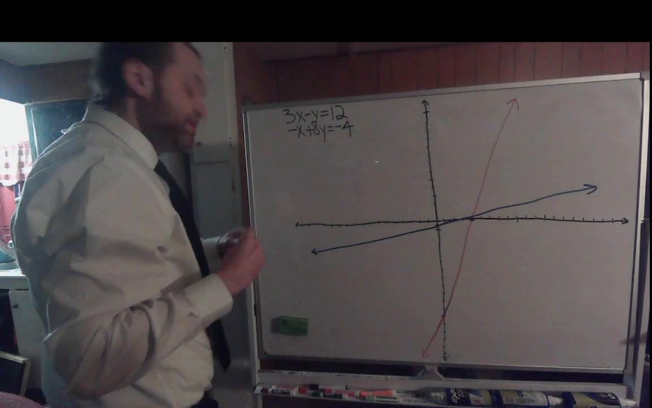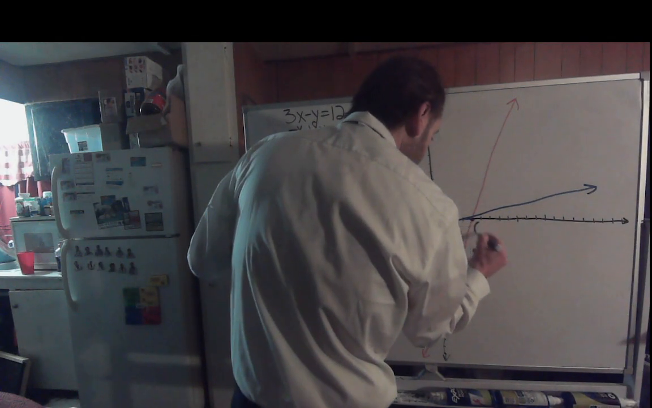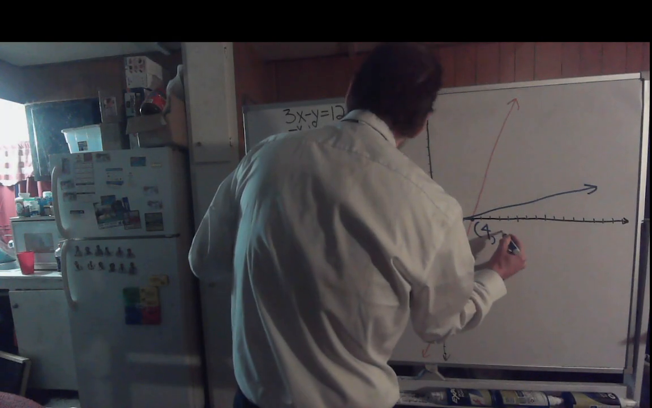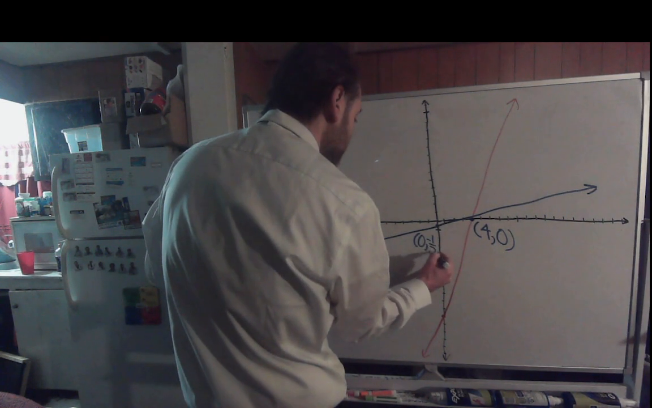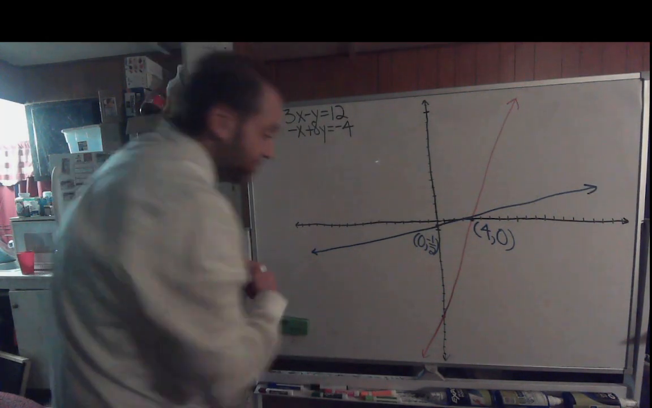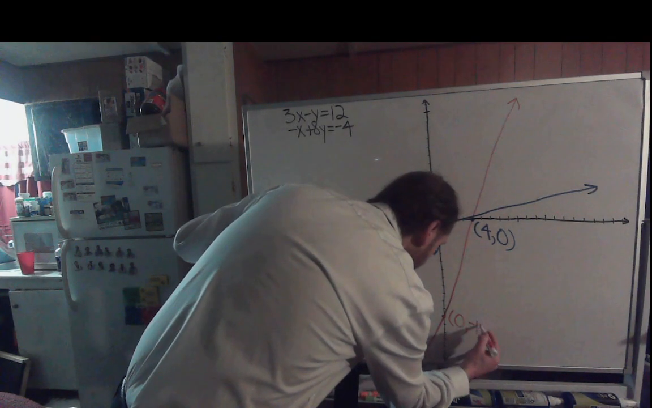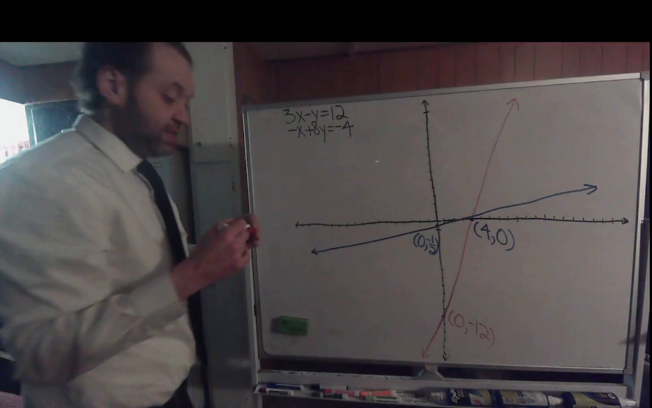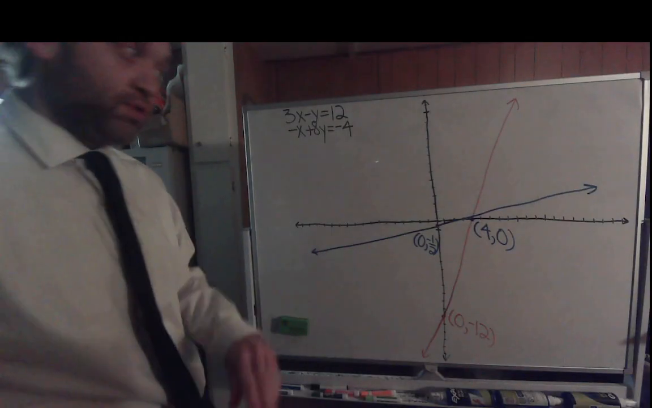Alright, so we have our two lines graphed. We have the x-intercept on both of them being (4, 0). Then we have (0, -1/2) for the y-intercept on the blue line, and on the red line, the y-intercept is (0, -12). But what do you notice? I think it's very plain to see these two lines intersect at (4, 0).